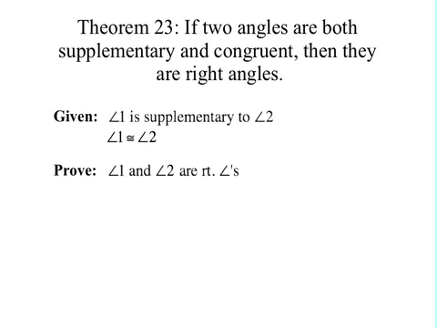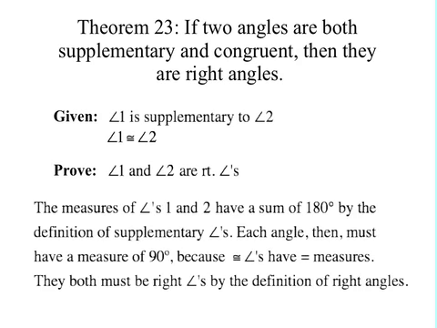This particular proof does not need an accompanying diagram. Here's our paragraph. The measures of angles 1 and 2 have a sum of 180 degrees by the definition of supplementary angles. Each angle then must have a measure of 90 degrees because congruent angles have equal measures. They both must be right angles by the definition of right angles.